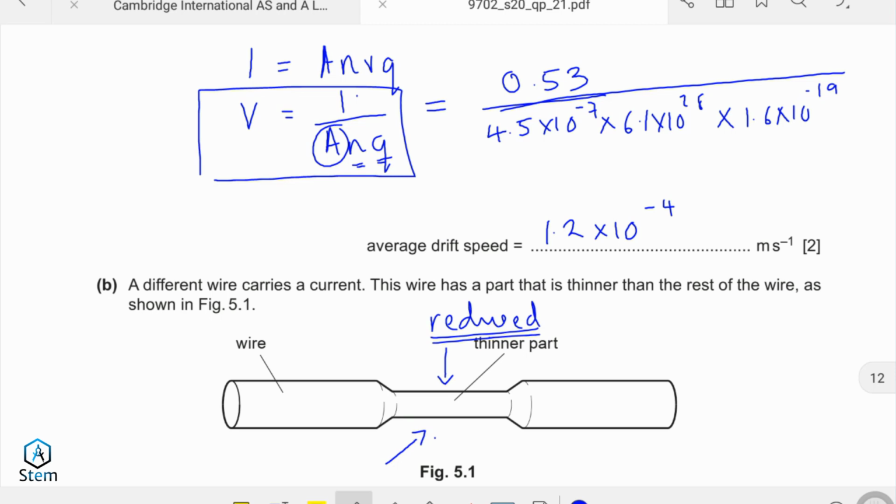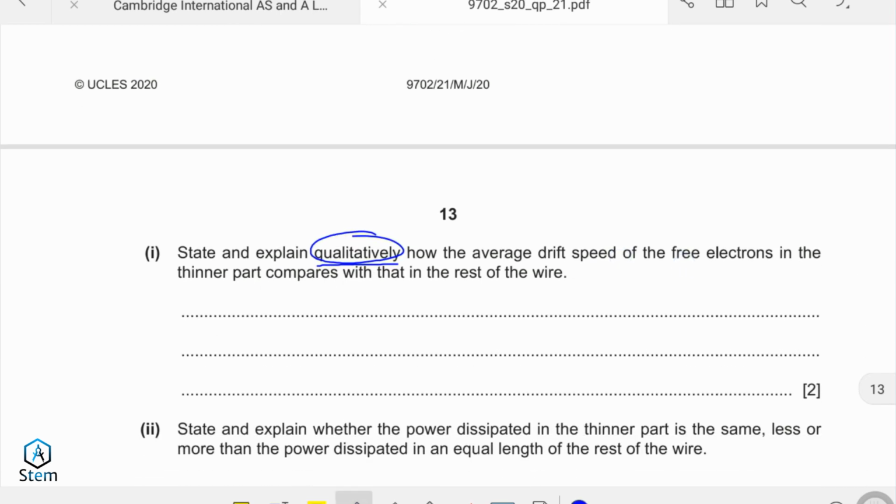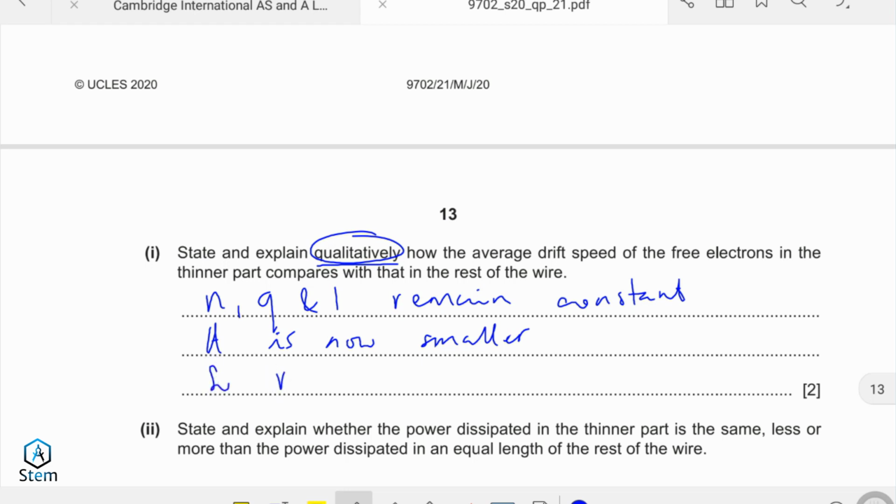So if area is less, it means the value of V is going to be bigger. So the drift speed will increase. N and Q and I remain constant. Cross-sectional area is now smaller. So V is going to increase. All right, I think that makes sense.